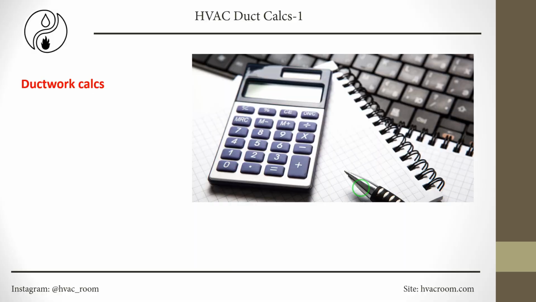Okay, before we start the calculations, we have to determine what type of calculation we're going to look at. For example, we have a static regain method, we have a velocity method, and also a constant pressure method. In this video, I'm going to talk about this one because we do the calculations based on this method most of the time. For most systems, in residential and non-residential, for example commercial projects, you can go with the constant pressure method and you should be good to go.